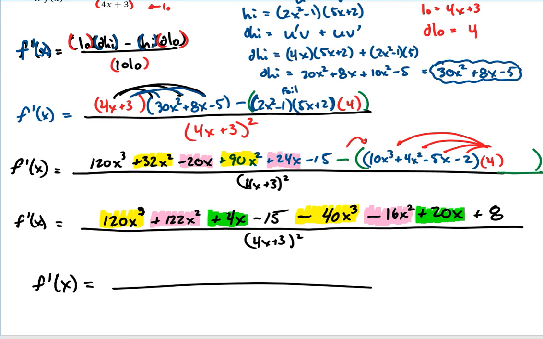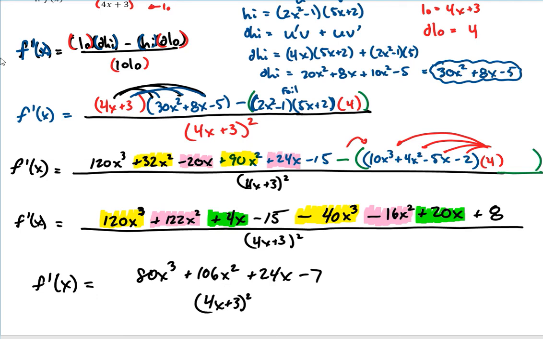So finally, our f prime of x, 120x cubed minus 40x cubed would be 80x cubed. 122x squared minus 16x squared would be plus 106x squared. Positive 4x plus 20x is positive 24x. And then the minus 15 plus 8 would be minus 7. And then still 4x plus 3 squared underneath.